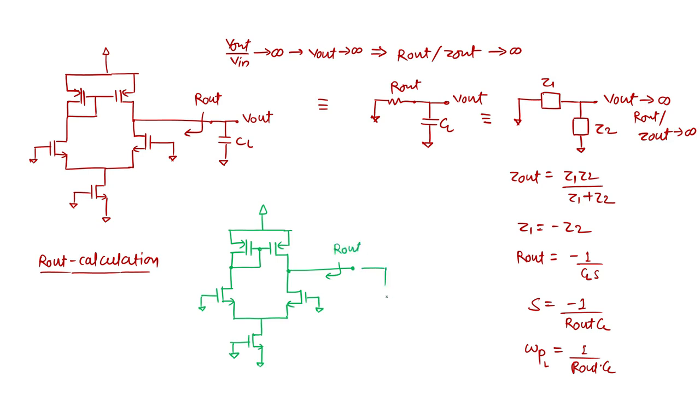What are you going to do for that? We will apply a test voltage source, and we can observe this current. This is the one method: apply a test voltage and measure the current. Second method is to apply a current source and measure the voltage.